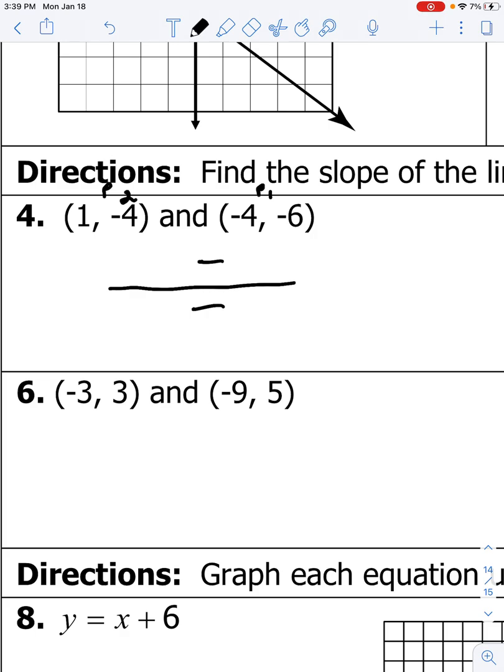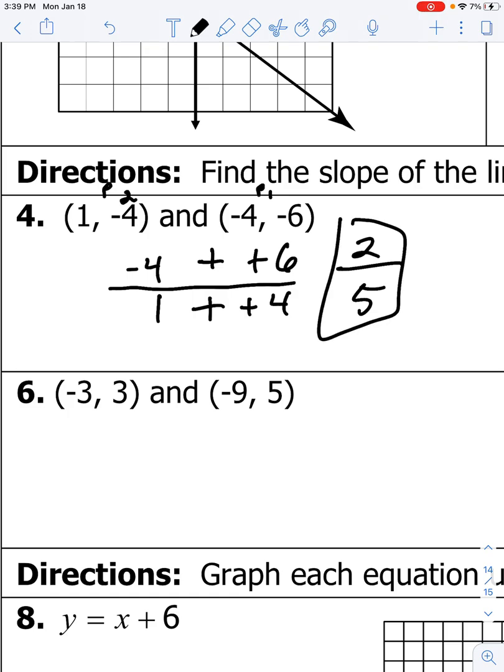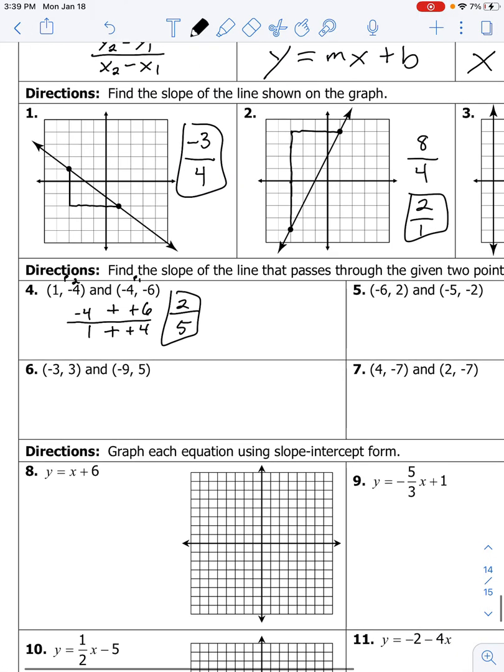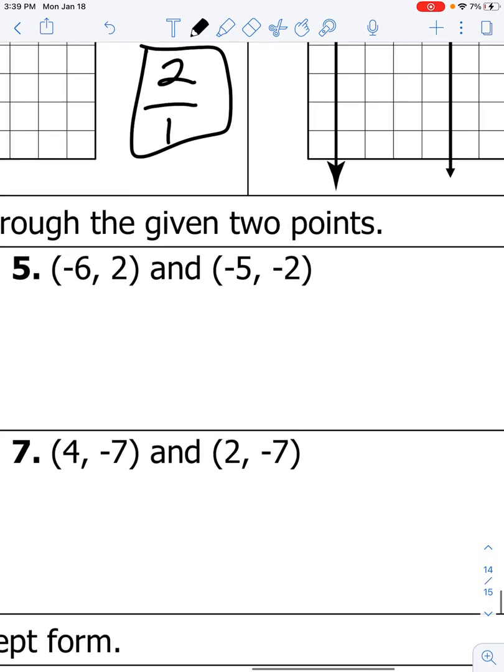I just took out all the letters. The y2 minus y1, meaning literally, I just took these right here out of the formula. So now what you do is you just drop down the y's into the equation, and then drop down the x's in the equation, and then just do the math. Negative 4 plus 6 is 2. Remember, any minus a negative is actually adding, so this would be 5. Your slope is 2 over 5. And that's how you do all of these.